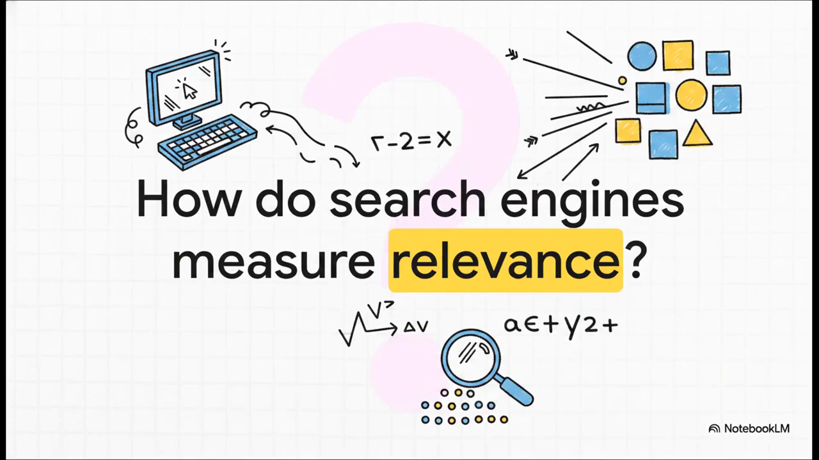Think about it for a second. You type a couple of words into a search bar, hit enter, and in mere milliseconds, the system sifts through millions or even billions of documents to give you exactly what you want. But how does it know? How does the machine instantly decide which documents perfectly match your query, and more importantly, measure that kind of elusive concept of relevance? Well, it all boils down to some incredibly clever mathematics.